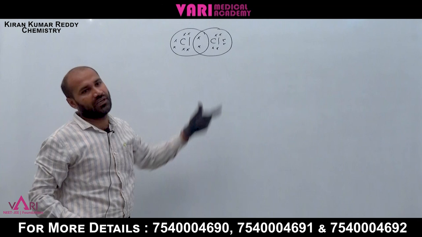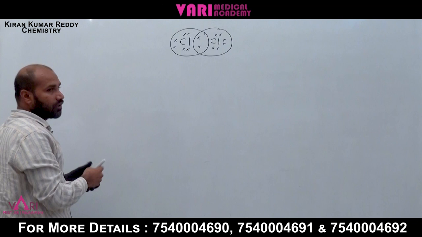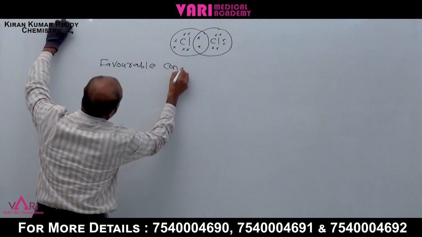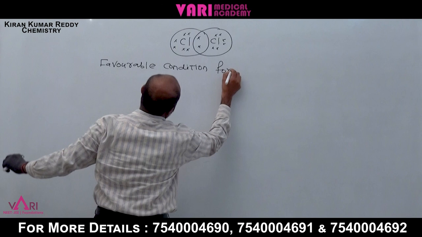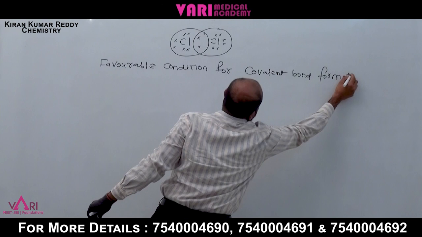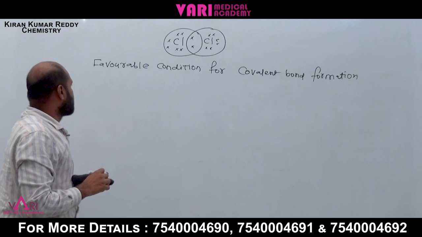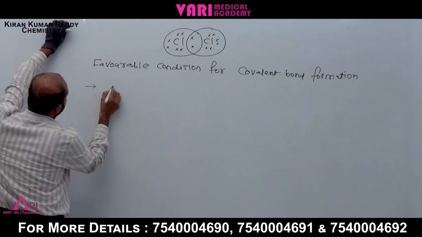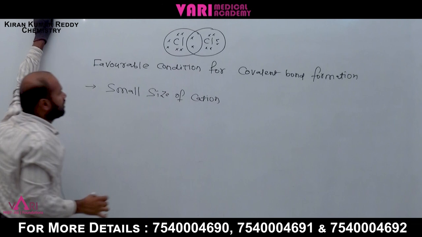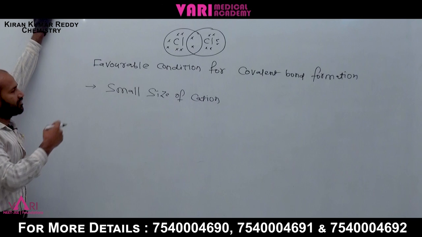Next, what are the favorable conditions for covalent bond formation? What are the favorable conditions? First one, write down: small size of cation. That is the favorable condition. The first favorable condition for covalent bond formation is the small size of cation. If the size is small, it easily forms the covalent bond.